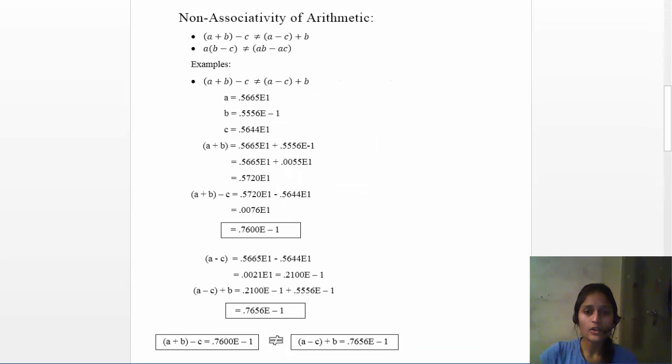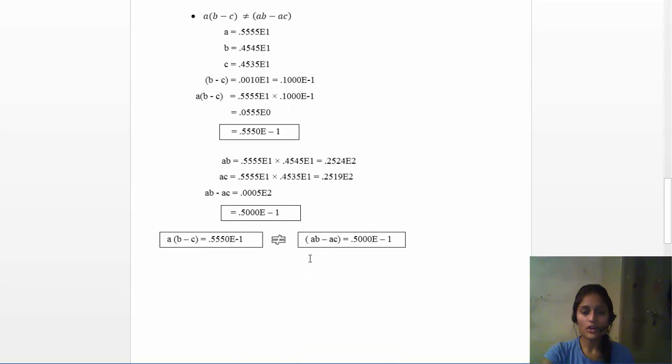The next thing is non-associativity of arithmetic. For floating point representation, some laws of maths are proven wrong. As you can see, the associative law and the distributive law here are proven wrong with floating point representation. Here is one example. The left hand side is not equal to the right hand side. Here is another example for the distributive law.